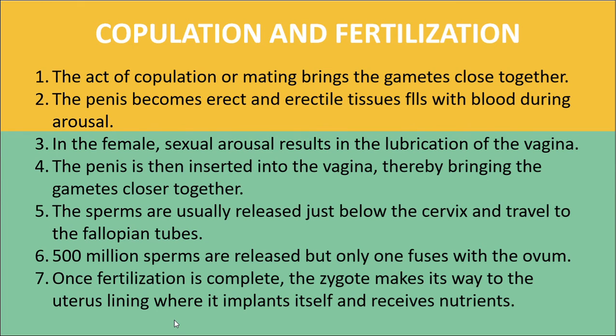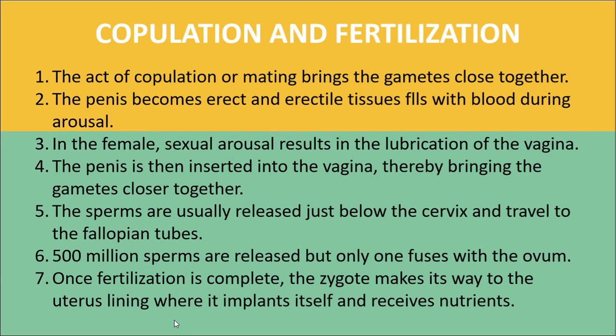Okay, copulation and fertilization. So the act of copulation or mating brings the gametes closer together. The penis becomes erect and erectile tissues fill with blood during arousal. In the female, sexual arousal results in lubrication of the vagina. The penis is then inserted into the vagina, thereby bringing the gametes closer together.